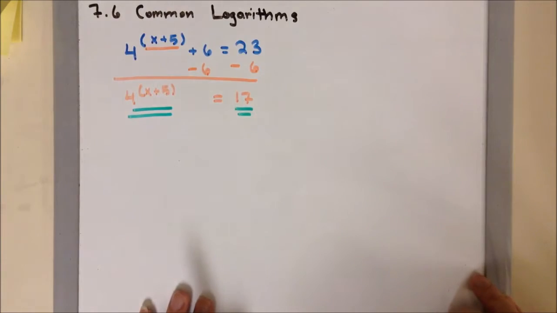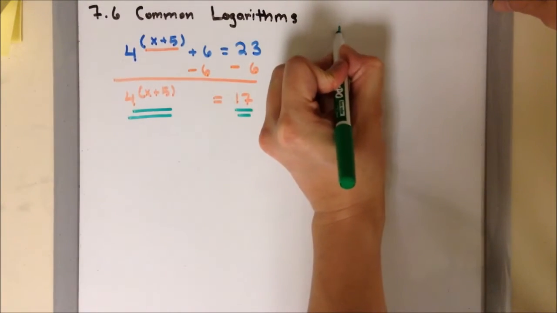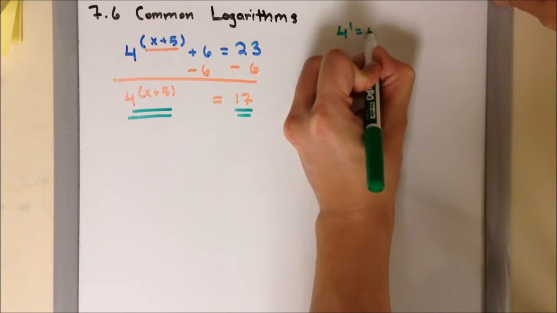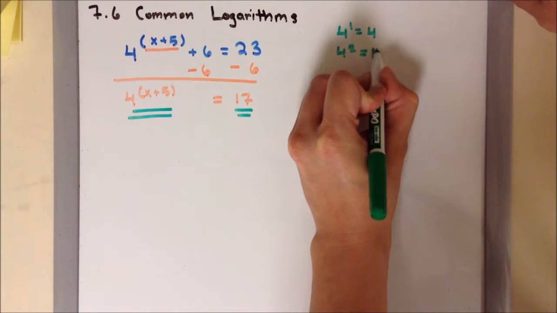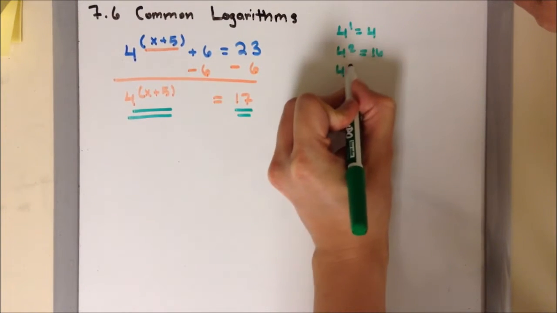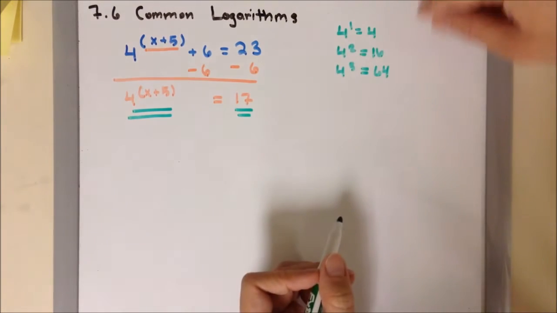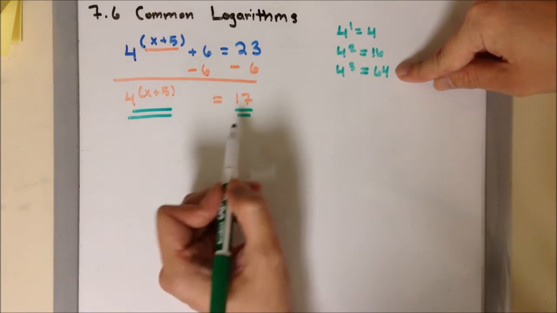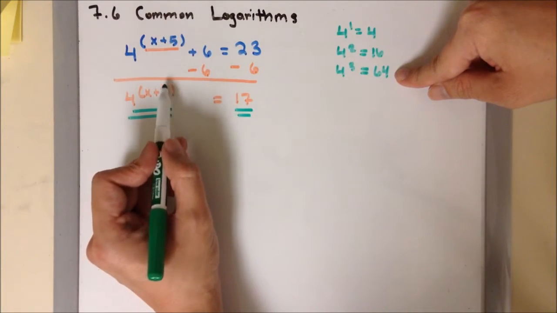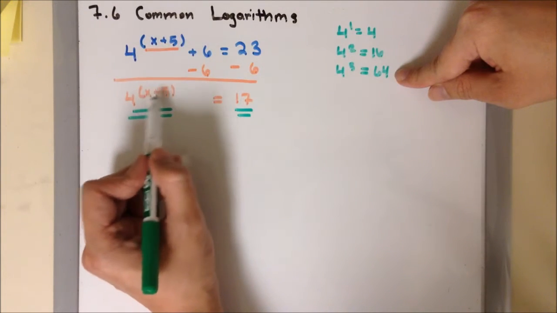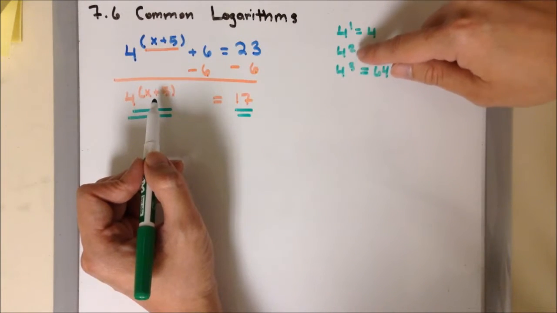So let's review with our base 4 and its exponent. We know that 4 to the 1 power is just 4. 4 to the second power is 16. And then 4 to the third power is 64. Now, we know that 17 is between 16 and 64. That means that the value of your exponent, x plus 5, should be approximately a decimal number between 2 and 3.